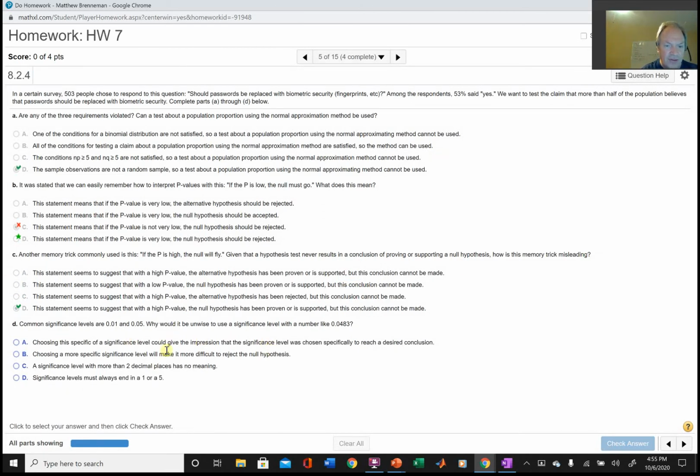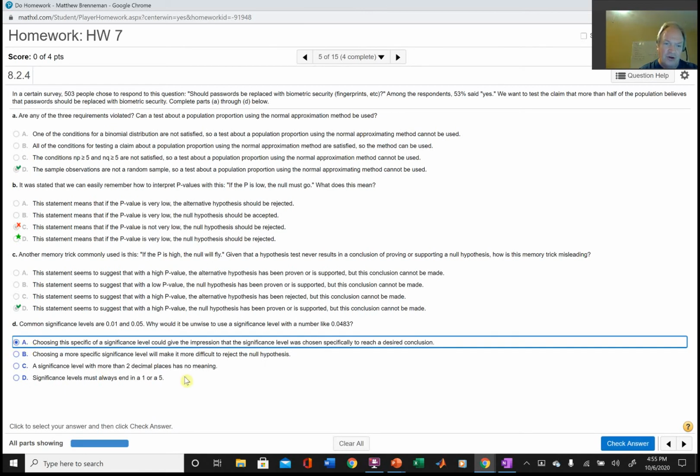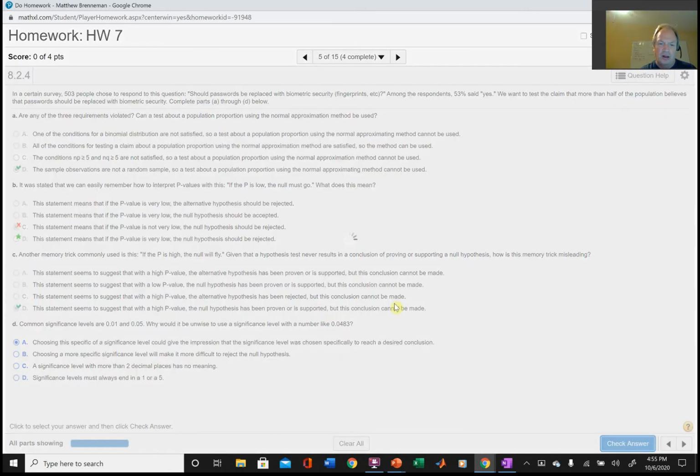Common significance. So their answer is basically saying that if you chose a weird value for alpha, people might interpret that as meaning you were choosing it so that you could reject the null for your particular problem, right? So they want you to say that you're kind of jury rigging it. In other words, if you had an alpha of 0.23%, why would you choose that? And people would suspect you were doing it so that you could reject the null, okay?